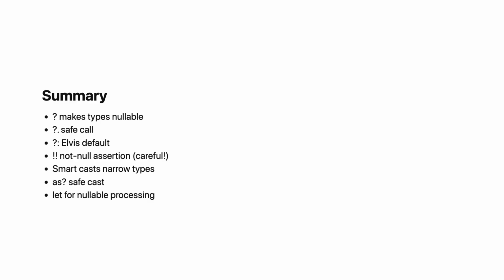Let us summarize. Nullable types use a question mark. String is not String?. Safe call ?. returns null if the receiver is null. Elvis ?: provides a default when null. Not-null assertion !! converts to non-nullable but can throw. Smart casts narrow types after null checks. Safe casts as? return null on failure. Let helps work with nullable values safely. These tools make null handling explicit and safe.